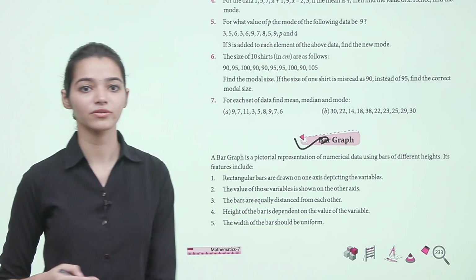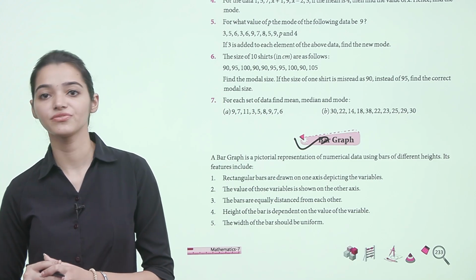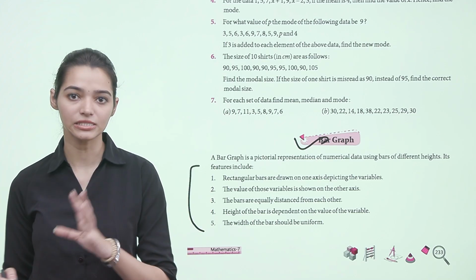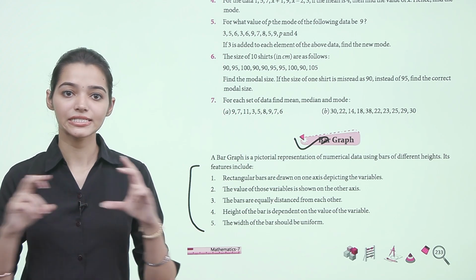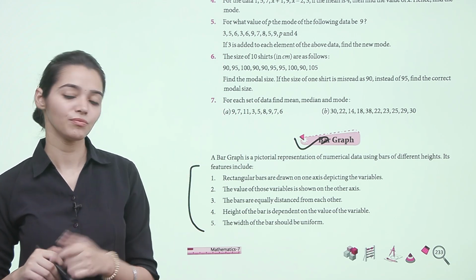Next is our bar graph. A bar graph is a pictorial representation of numerical data using bars of different heights. Its features include: rectangular bars are drawn on the x-axis, the value of those variables on the other side, bars equally distanced from each other, height of the bar dependent on the value of the variable, and width of the bars should be uniform.